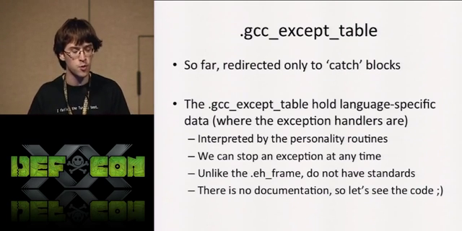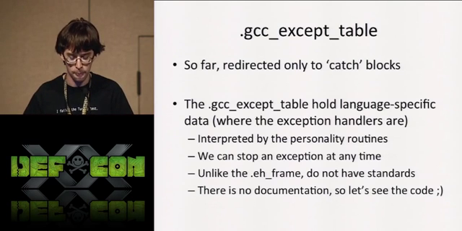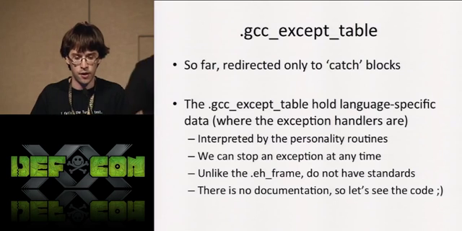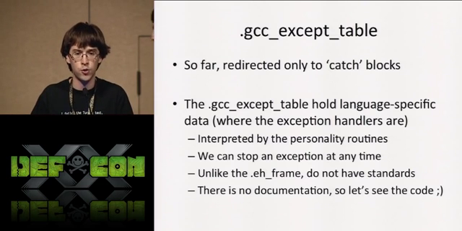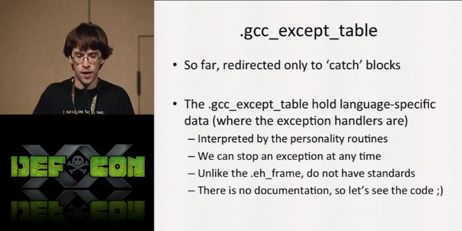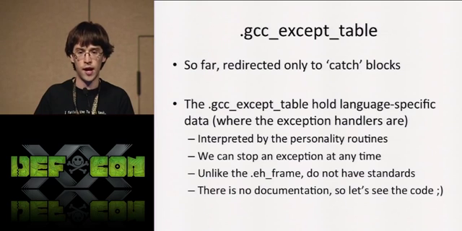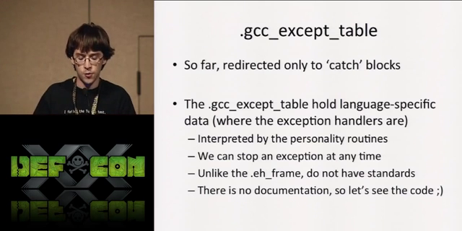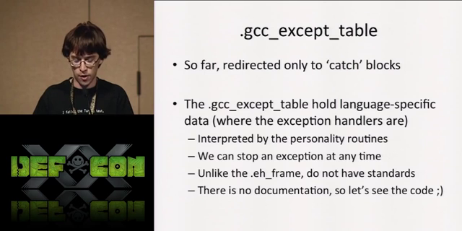So here's where that language-specific data that I mentioned earlier comes in. Each FDE, as well as having a language-specific data area, also has a pointer to a so-called personality routine, which interprets the language-specific data area. And this is what we need to control if we want to redirect execution somewhere that doesn't already have a catch block defined. This is where there's really no documentation. EH frame is mostly derived from DWARF. It's pretty well documented.